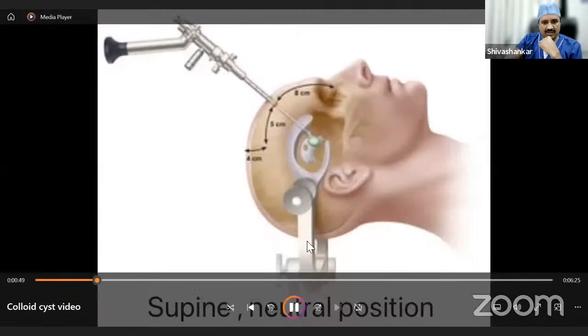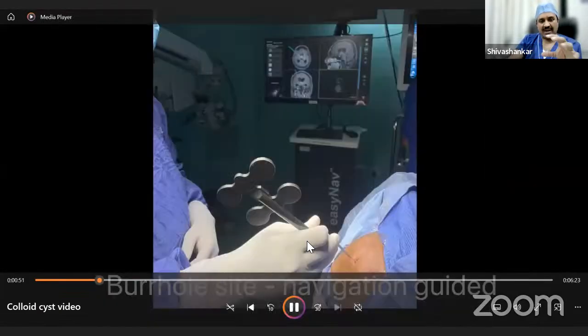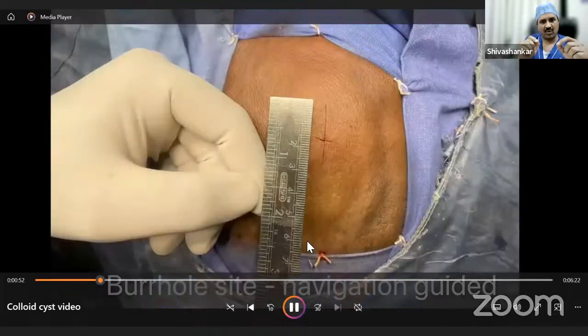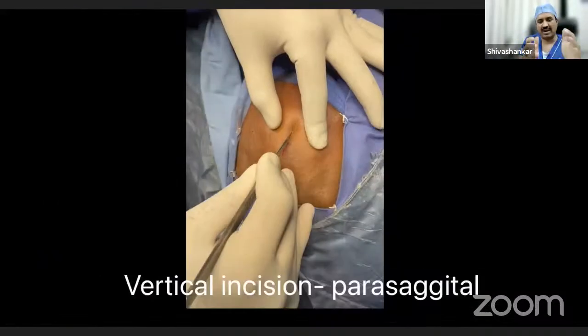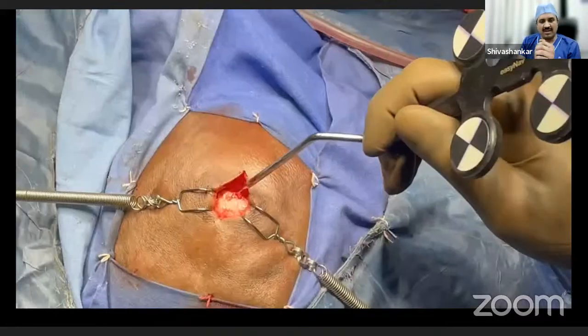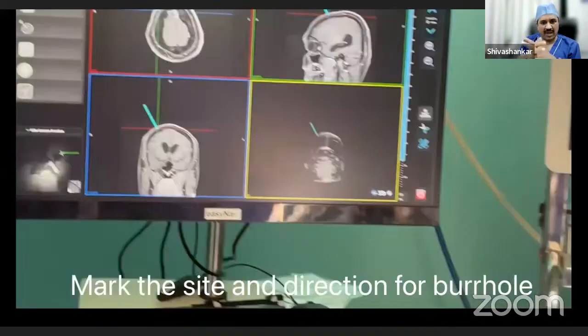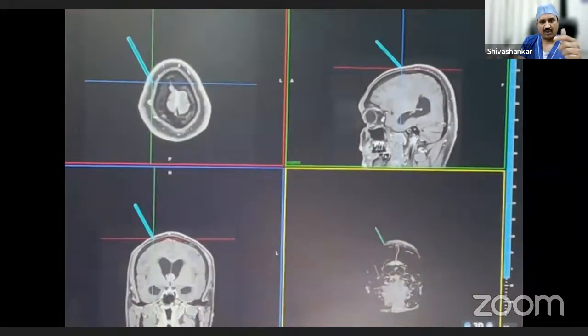So this is the position, supine, and then we mark the burr hole under navigation, and this is the skin incision we made. After that, once again, we confirm the direction and the site of the burr hole. As you know, the cyst can be in three locations, and we plan the burr hole accordingly. Once the burr hole is made, the dura is coagulated and opened in a cruciate manner.